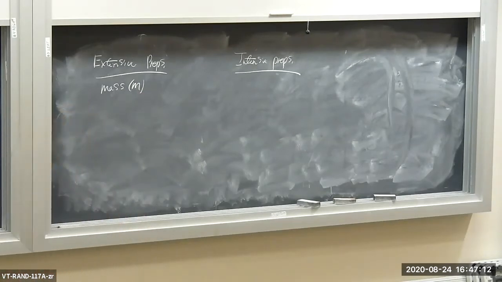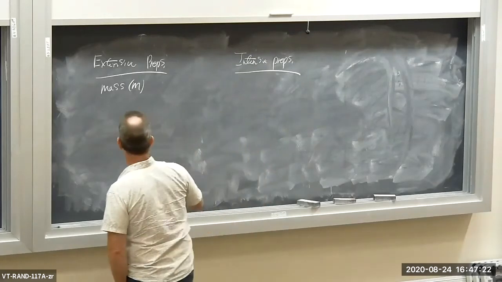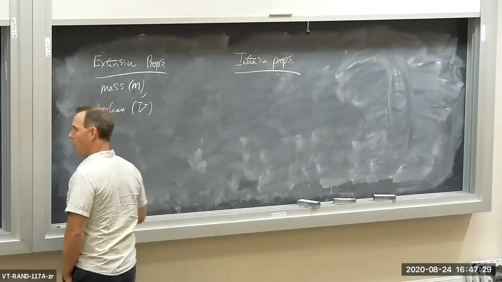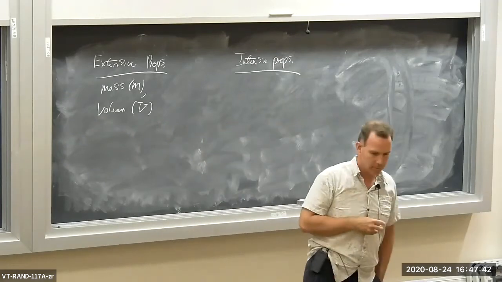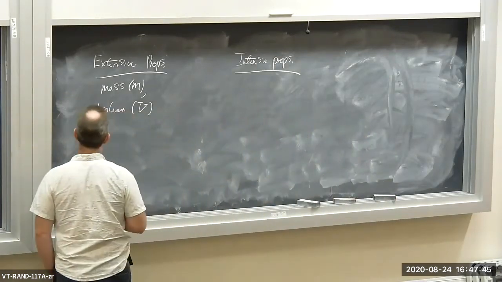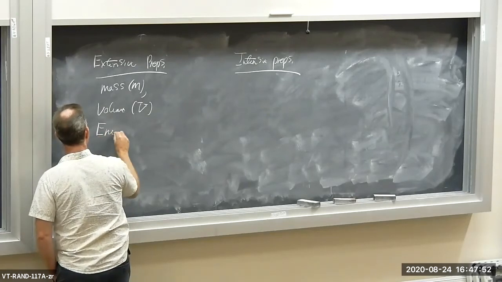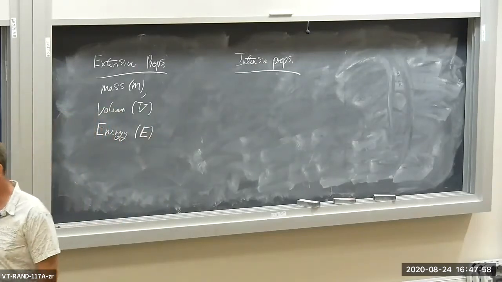The bigger the system is, the more mass it has, by definition. So mass is definitely an extensive property. Volume, V, volume is extensive. The larger the system is, presumably the more volume it has. It has something to do with the scale of the system. Energy, E. Total energy, E.